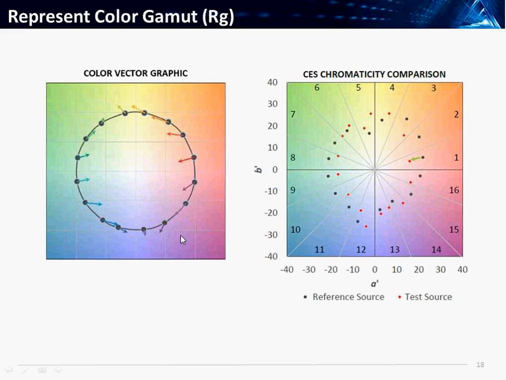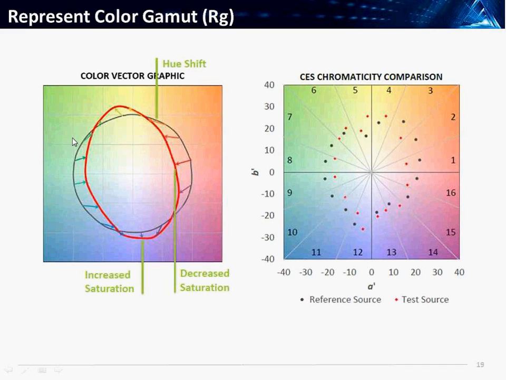This circle over here in the vector graphic diagram represents how the colors are shifting from the reference. So I draw that. You kind of see I don't get quite a perfect circle. I get kind of a weird egg shape.